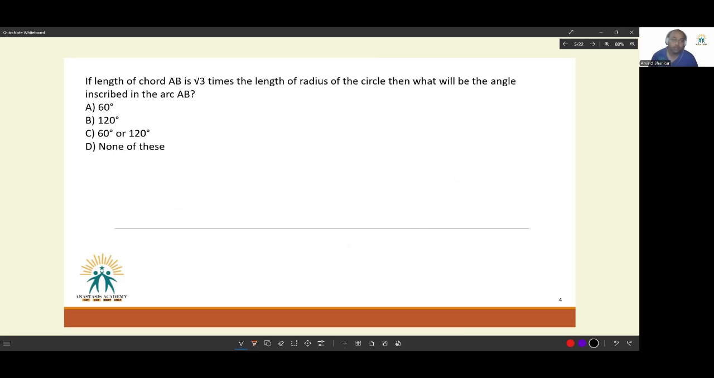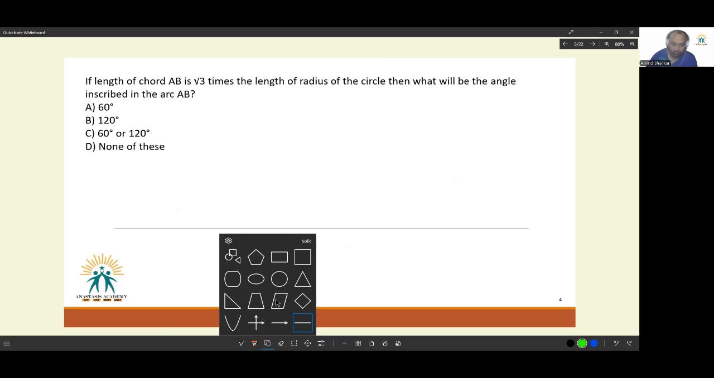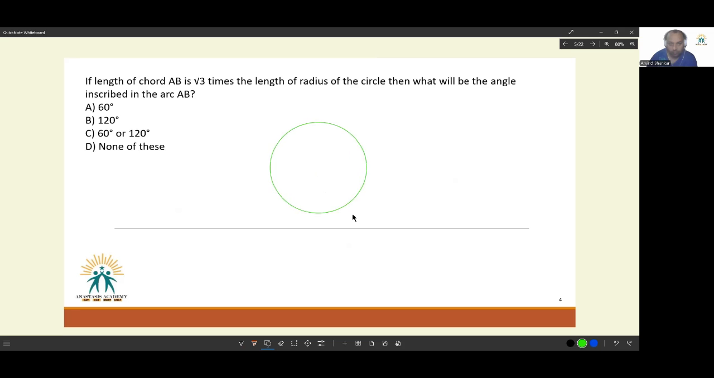Next, the length of the chord is root 3 times the length of the radius of the circle. Then what will be the angle inscribed in the arc AB? Okay. Let's say this chord is here. This is very, very basic knowledge. If this is R, this is R, and this is root 3R.